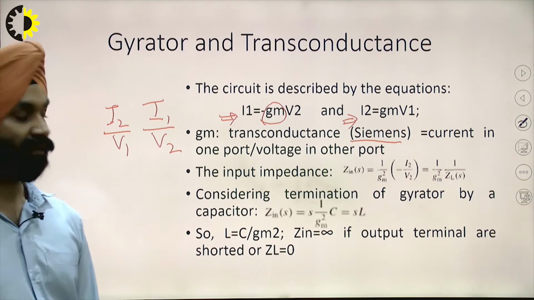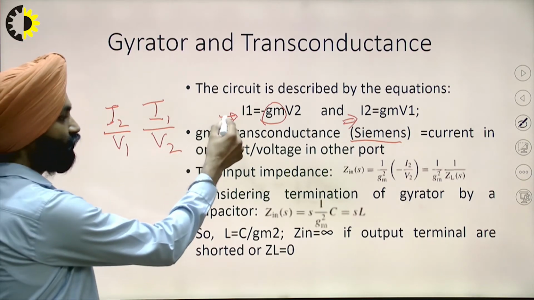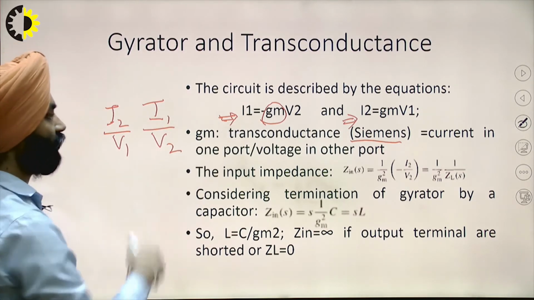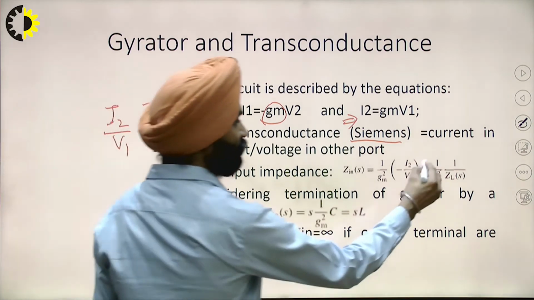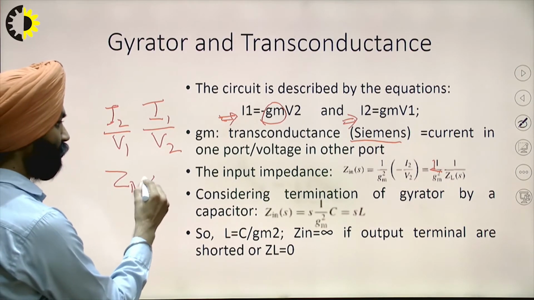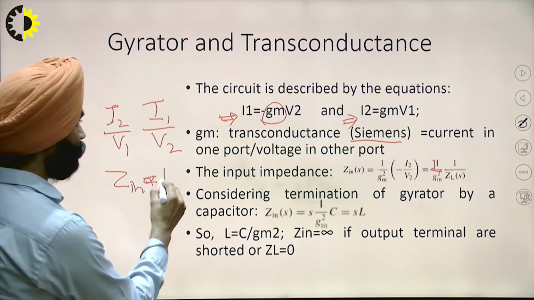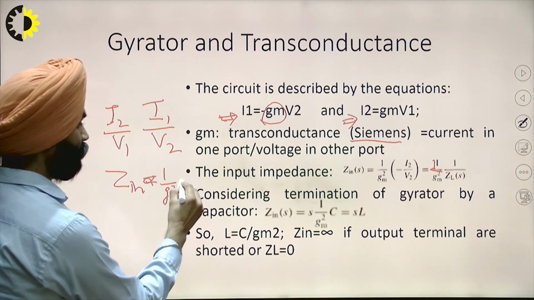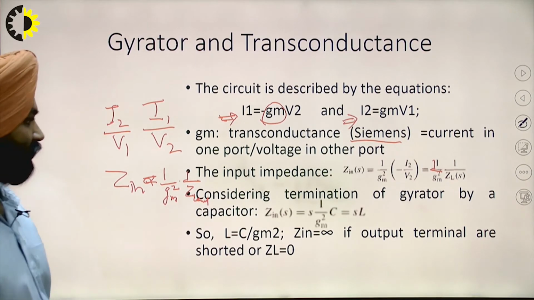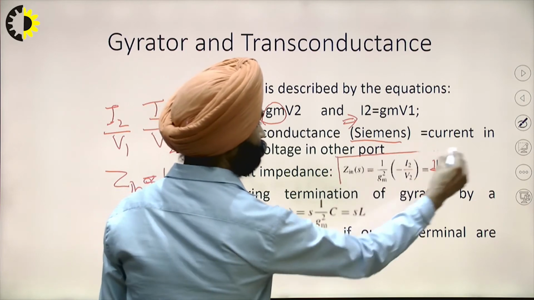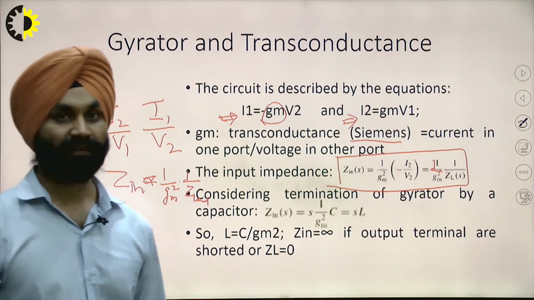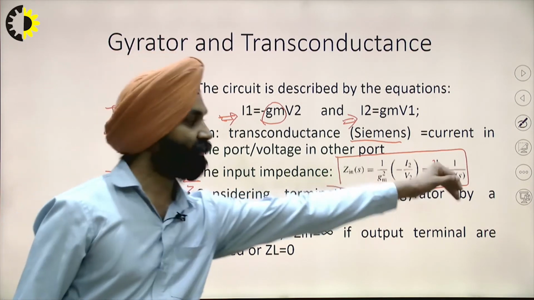Now if we see the input impedance of these two equations, Zin will be proportional to 1 by Gm square into 1 upon Z load. The equation is written here, right? As the load can be inductive, capacitive or resistive, we have taken it in the S domain.